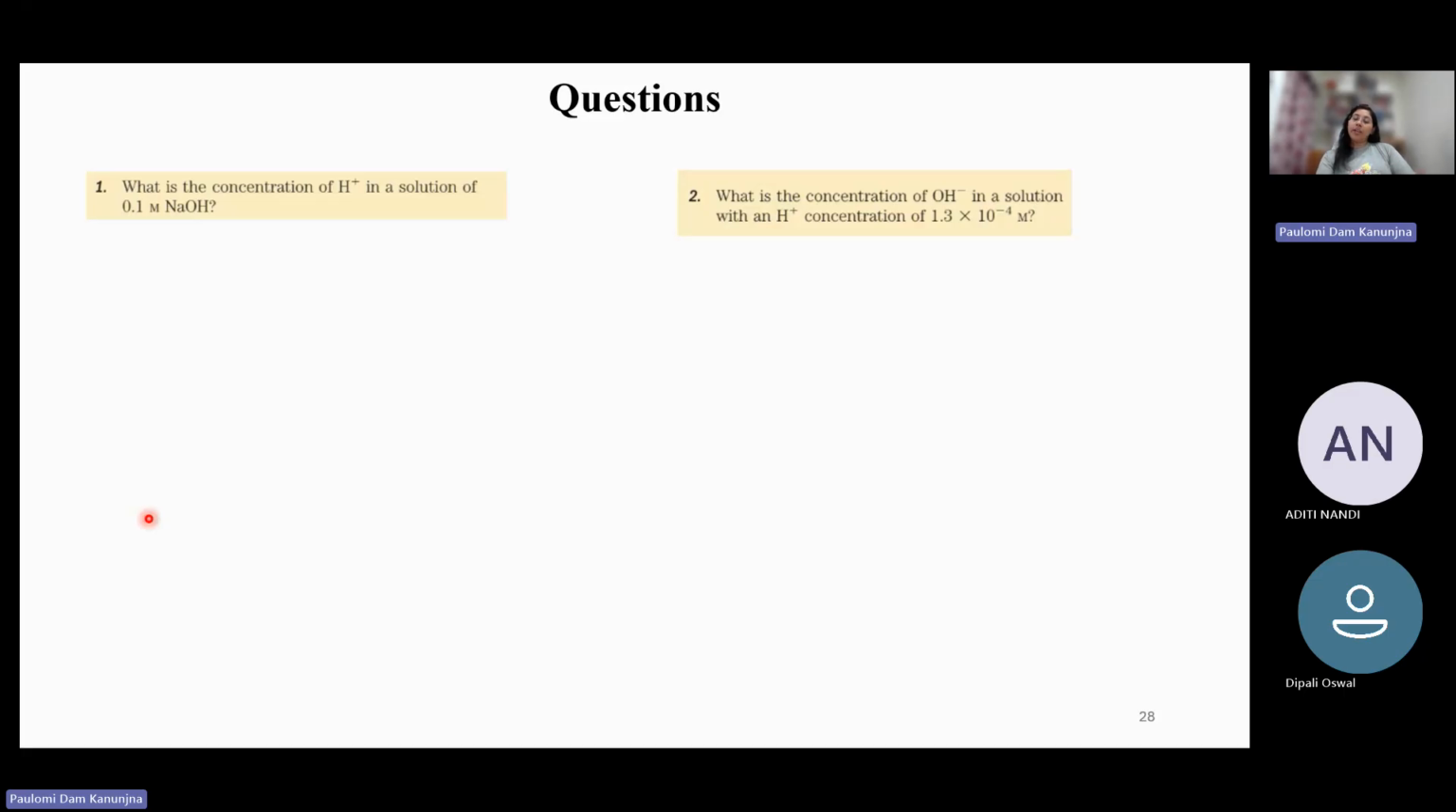So in one, you have the concentration of the base, so you have to tell me the concentration of H plus. And in the other, you have the H plus concentration, and you have to give me the concentration of the OH minus. Same formula, both sides. You just need to calculate and tell me the value.